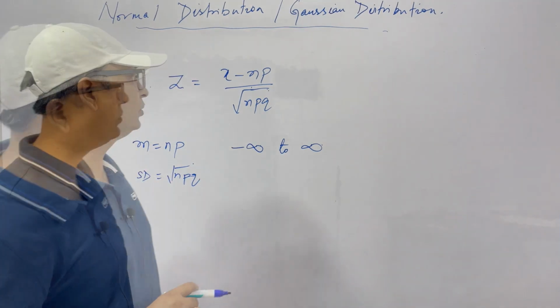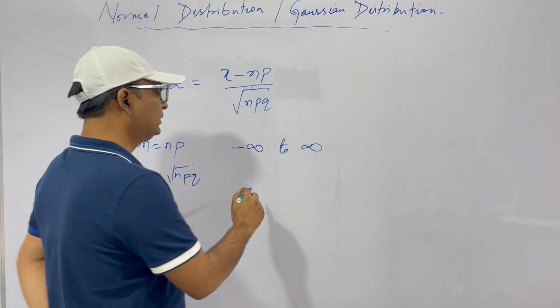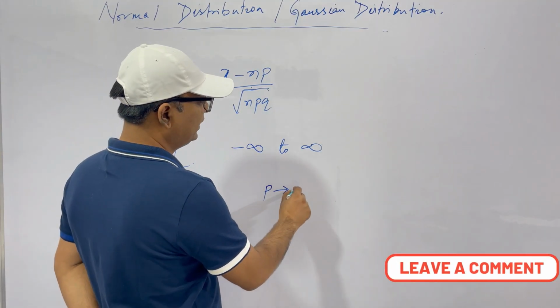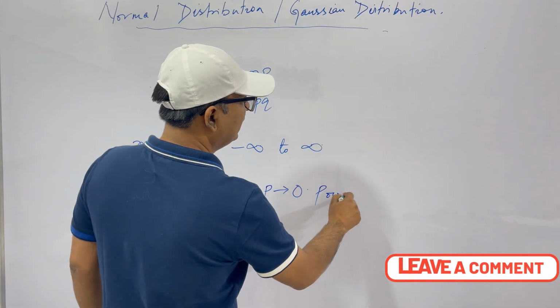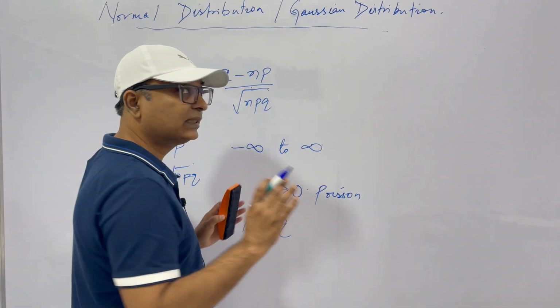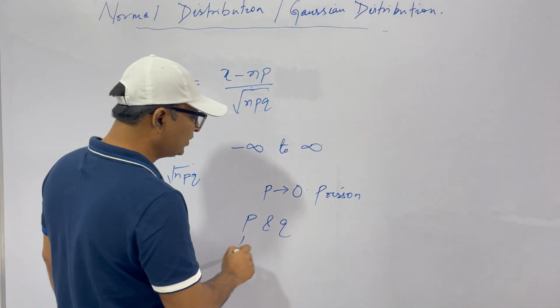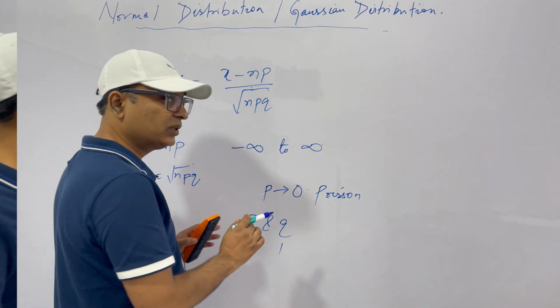Clear? One thing should be kept in mind, that in Poisson distribution, our limiting case was p tends to 0. Here, p and q both have significant values. Neither p is very small nor q is very small. Similarly, neither p is very high nor q is very high.